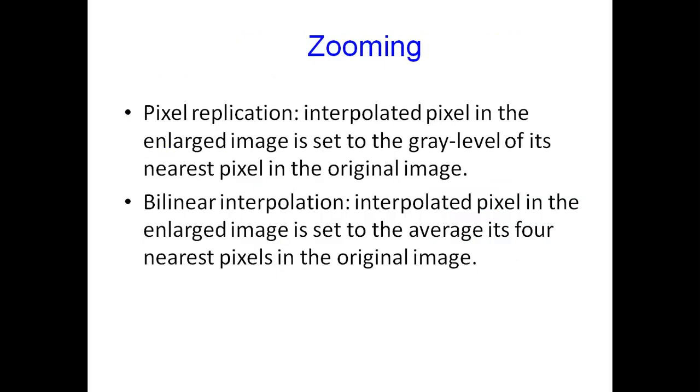In the case of zooming, we have pixel replication and bilinear interpolation. In pixel replication, an interpolated pixel in the enlarged image is set to the gray level of its nearest pixel in the original image. Whereas in bilinear interpolation, an interpolated pixel in the enlarged image is set to the average of the 4 nearest pixels in the original image.